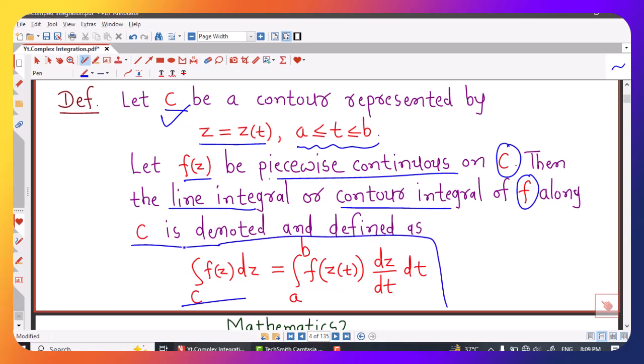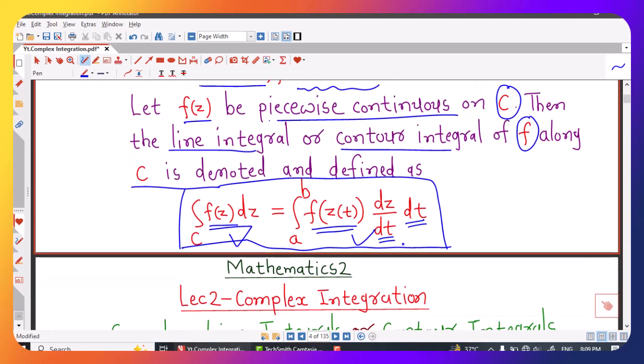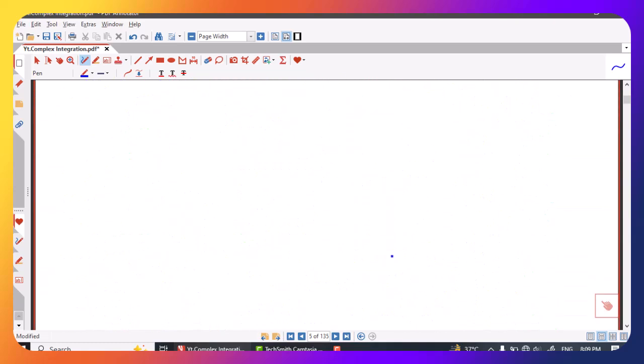So you can see I have converted everything from z to parameter t, which is a real variable, and we have converted the complex line integral into a real integral, and using this we can easily evaluate the given contour integral. So we understand this with the help of one example.